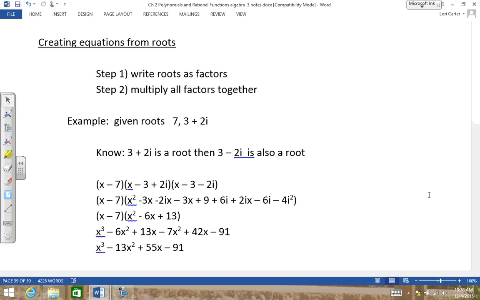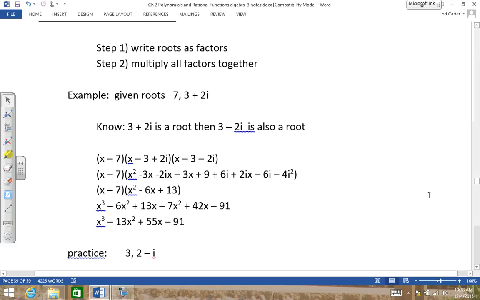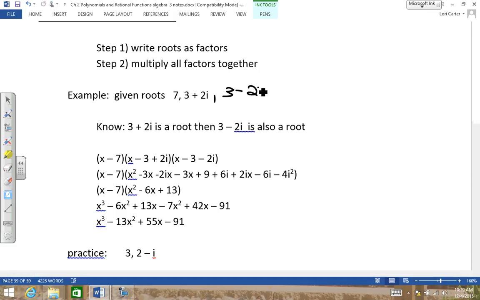Yes, always. So right now I'm going to give you the roots, and then you have to create the equation. And then we're going to give you part of the roots, and you've got to find the rest of the equation. So there's a lot to do. I'm going to give you 7 and 3 plus 2i. What have I really given you? 7, 3 plus 2i, and 3 minus 2i. How many roots are there? 3. So this is going to be a cubic graph.